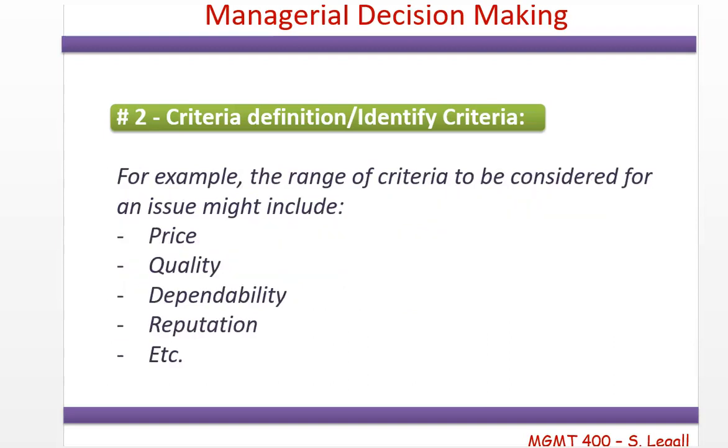For example, the range of criteria to be considered for an issue might include price, quality, dependability, reputation. You're in an organization, you have to make a decision. In making this decision, you may find that you have to consider a number of things. What's the price we have to pay? Well, price might be a big factor in an organization. What's the quality of the product? Following that, how dependable is it going to be? What's the reputation of the product?